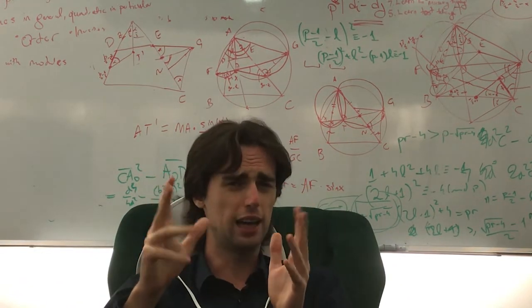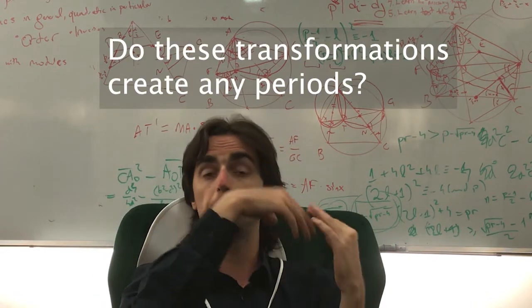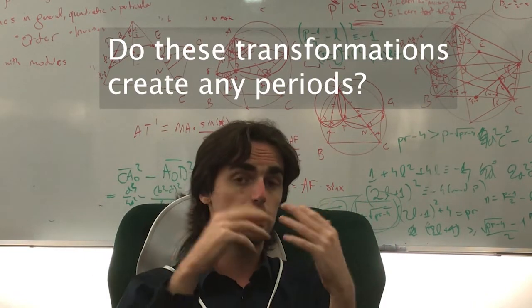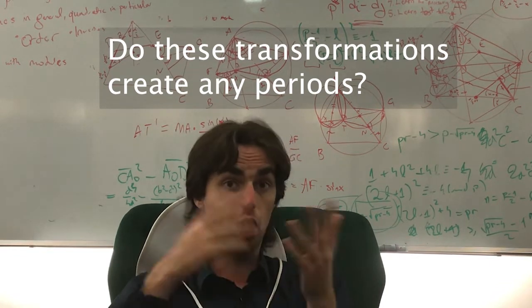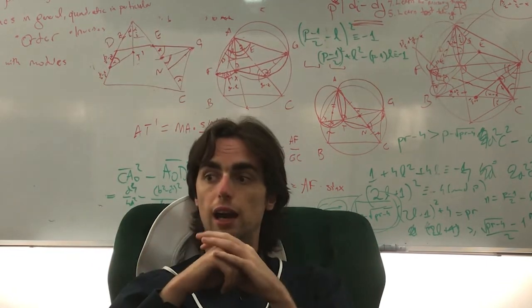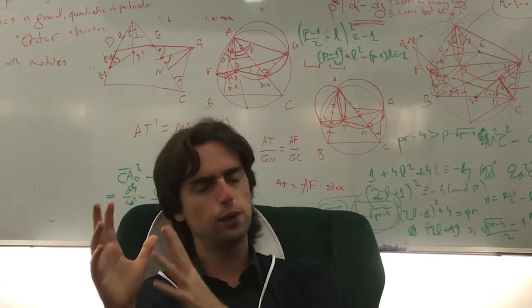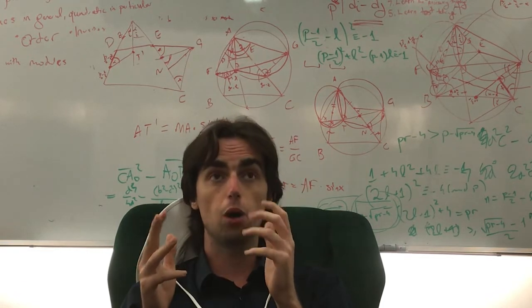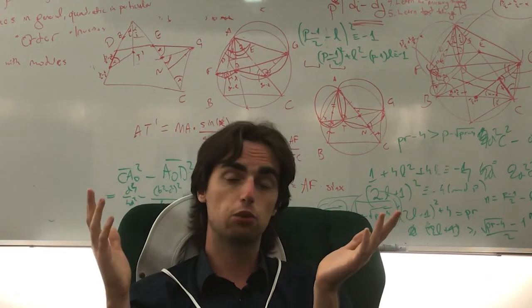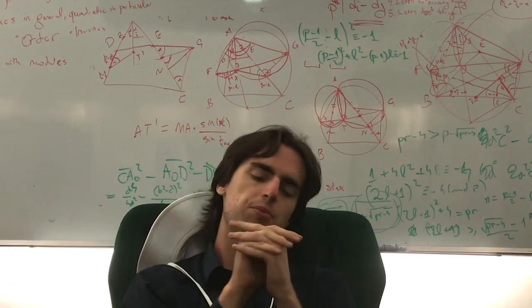You might also look at periods. Do these transformations create any periods of any sort in the problem? For example, if you're looking at the Fibonacci sequence, you have periods. This is not invariance or monovariance in a strict sense, but you have periods modulo any natural number, and you can actually prove this.